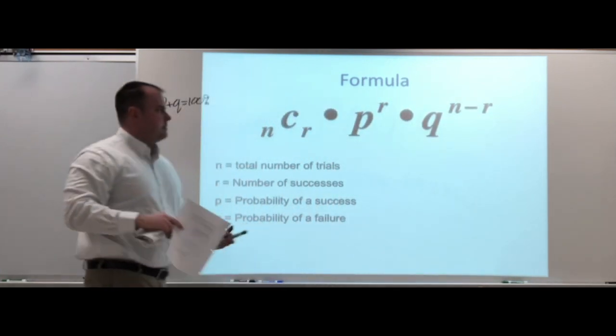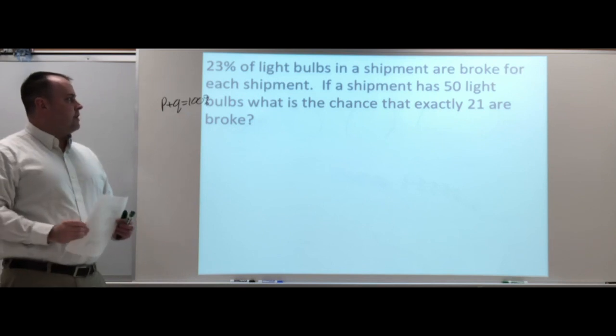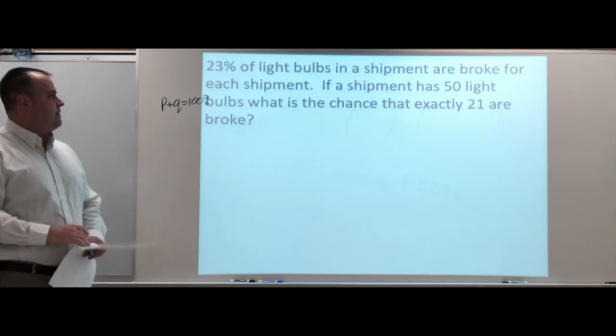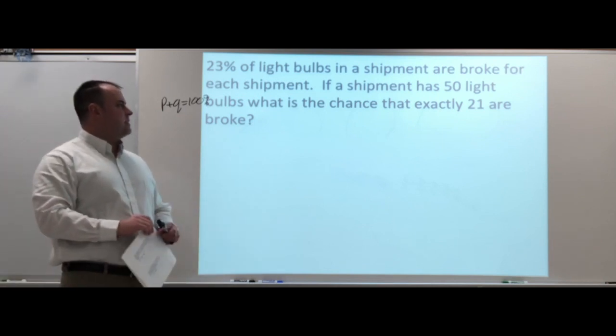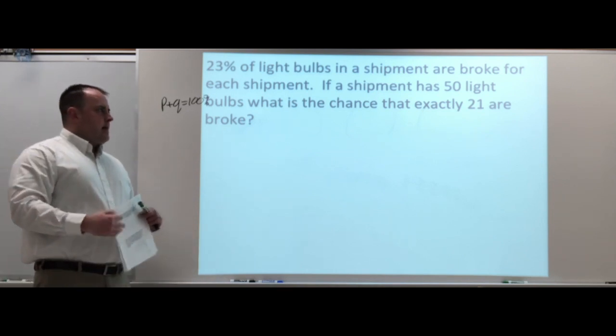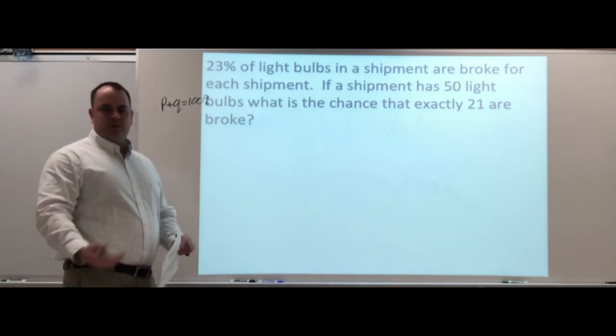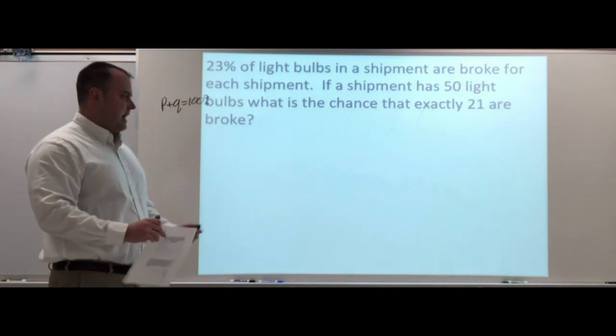Now, looking at some examples. 23% of light bulbs in a shipment are broken for each shipment. If a shipment has 50 light bulbs, what is the chance that exactly 21 are broken? I know a broken light bulb doesn't sound like a success, but that's what we're looking for, so that's what we consider a success.